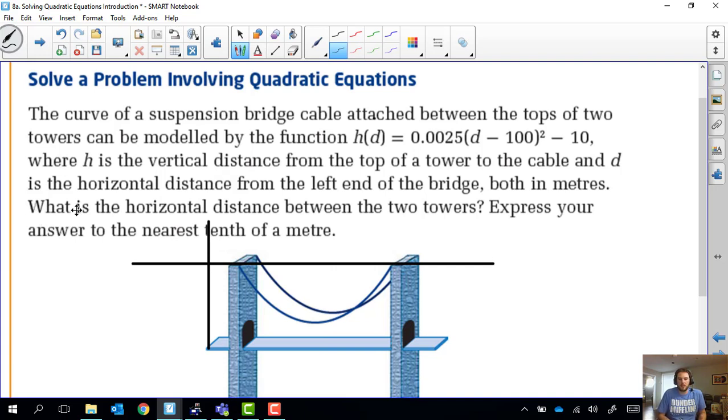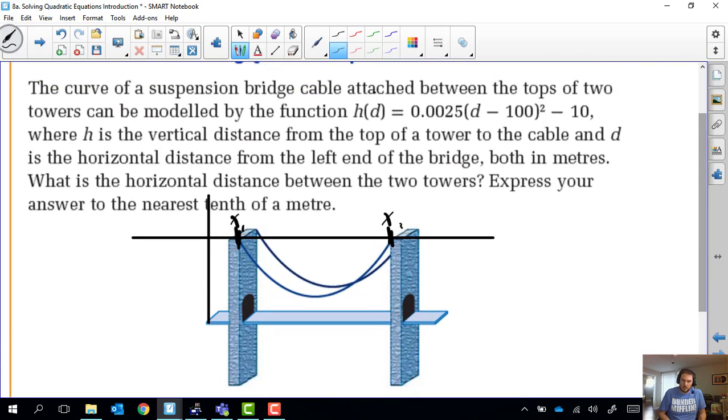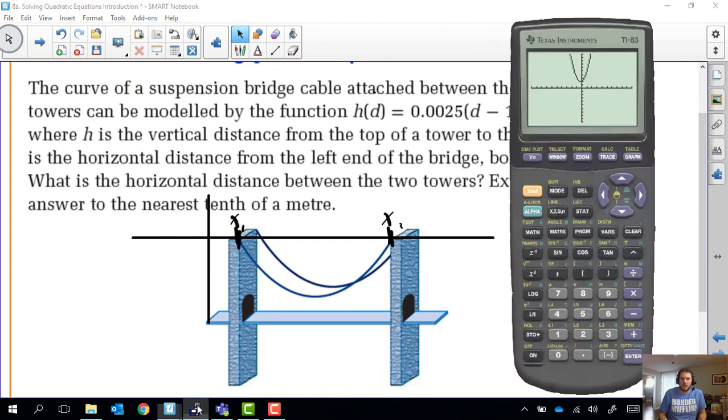So what this question wants to know is, what is the horizontal distance between the two towers? So what is the distance from this value right here to this value right here? This cable is your graph, right? It follows this function right here. And where this cable touches the top of the towers, that's where we want to find the distance to. Or in other words, we want to find the distance from this x-intercept to that x-intercept. So if I find my two x-intercepts, then I'm just going to subtract those numbers in order to find the distance between them.